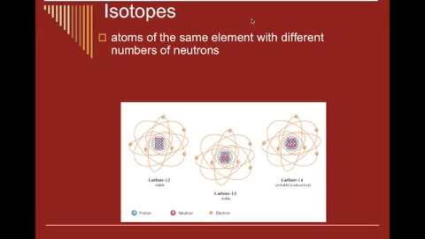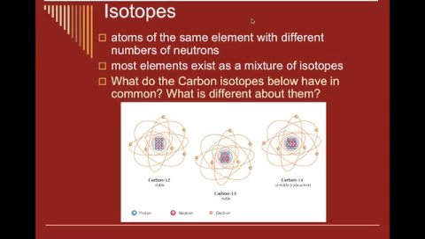Now, an isotope is an atom of the same element with different numbers of neutrons. Okay, we cannot change the number of protons, but we can change the number of neutrons. If we look for an example here, we have an example of carbon-12, carbon-13, and carbon-14. Now, the blue dots are the protons, the red dots are the neutrons, and the yellow dots are the electrons.